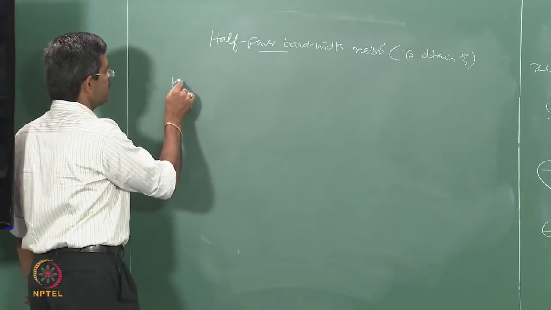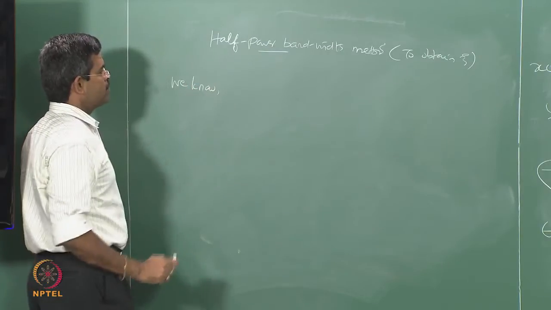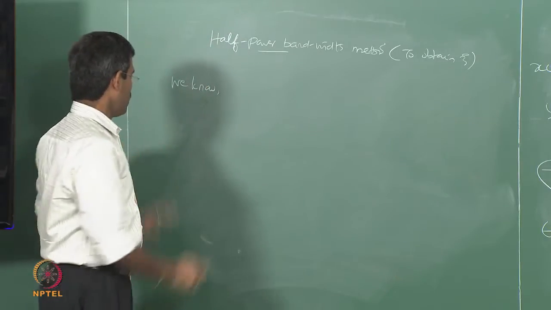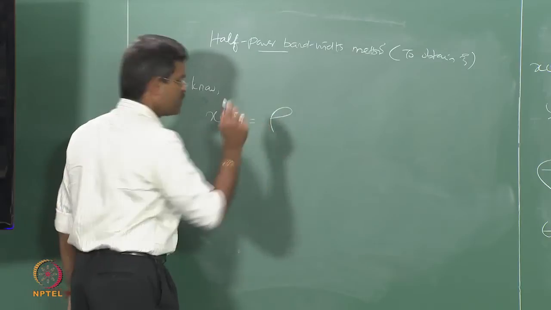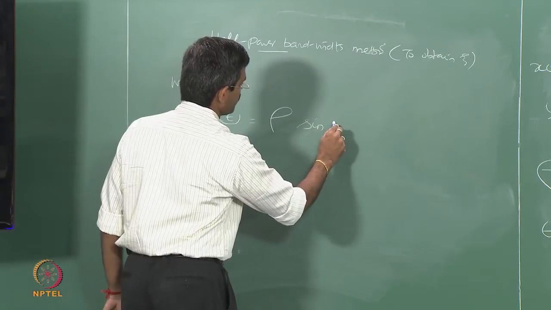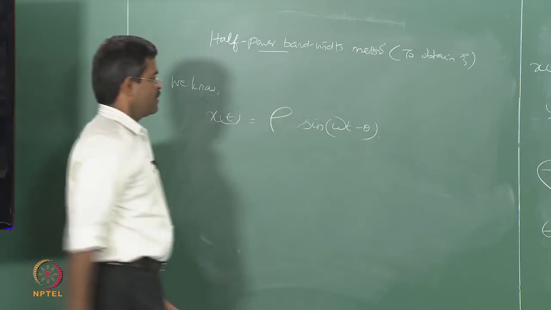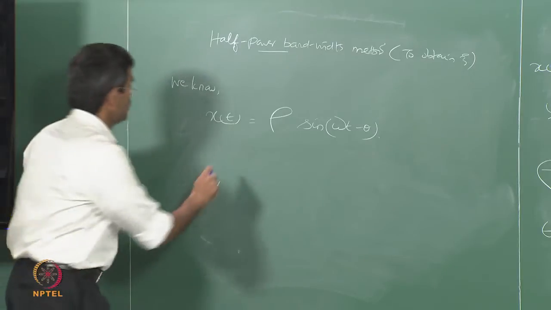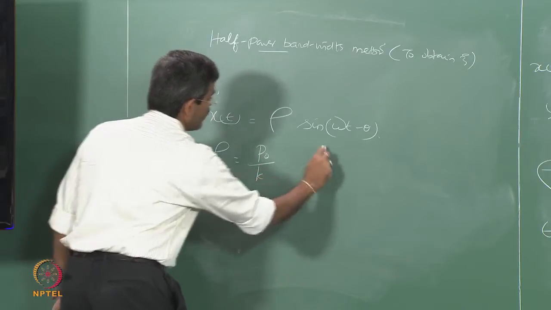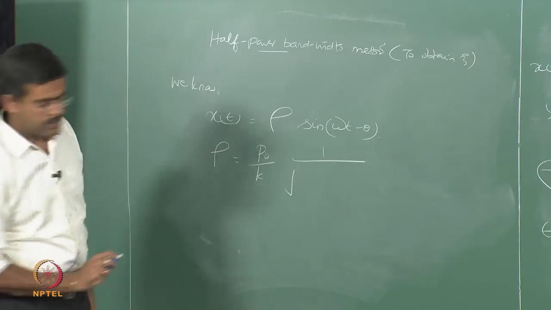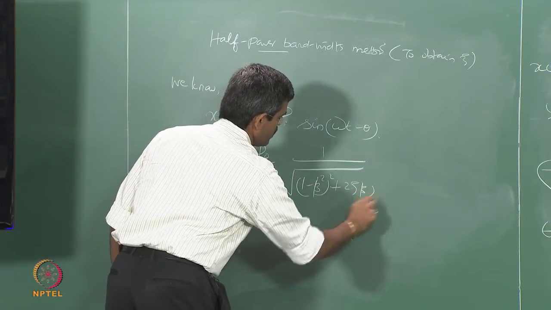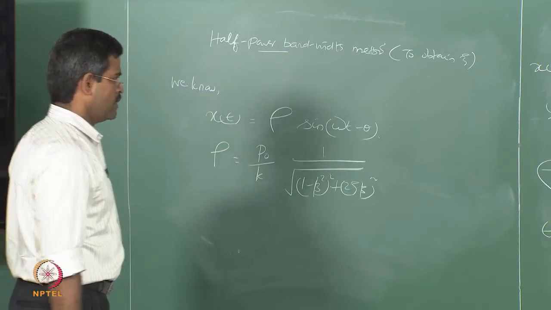Now we can proudly write, we know. If you ask me how did we know, just now for 20 minutes I said we know that. So please look at that. We know x of t is given by some amplitude sin omega t minus theta, and rho is given by P0 by K. Yeah, we have it here.